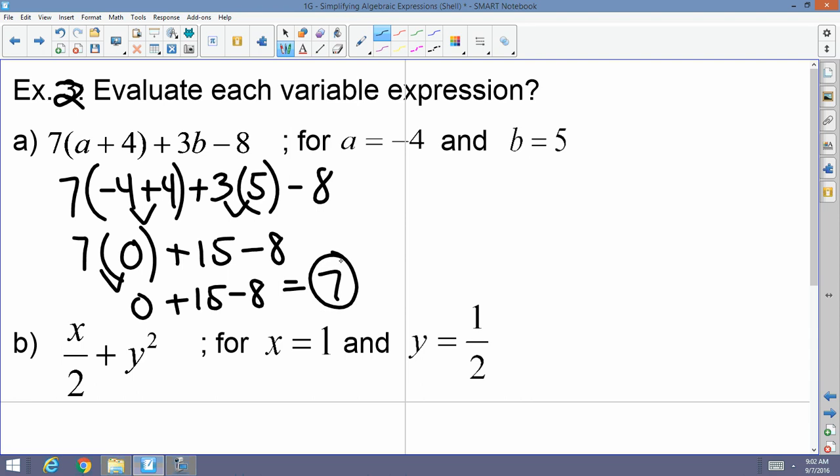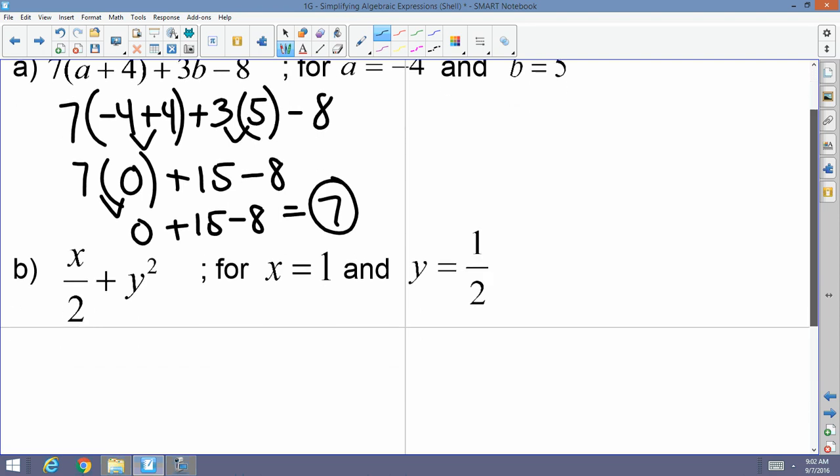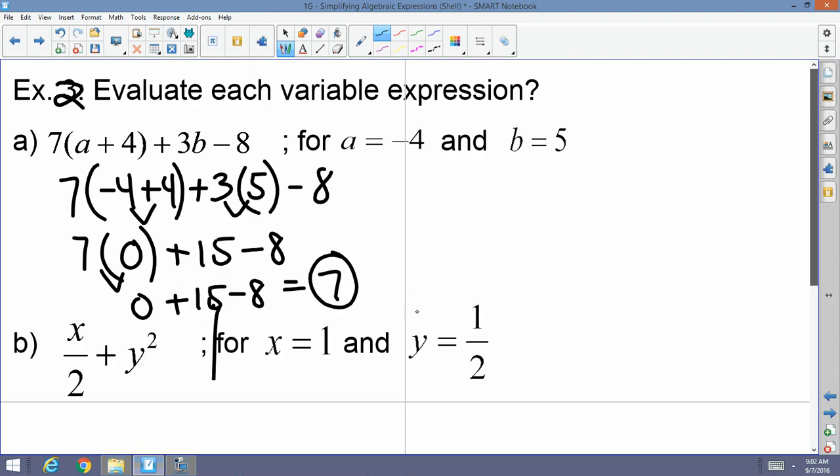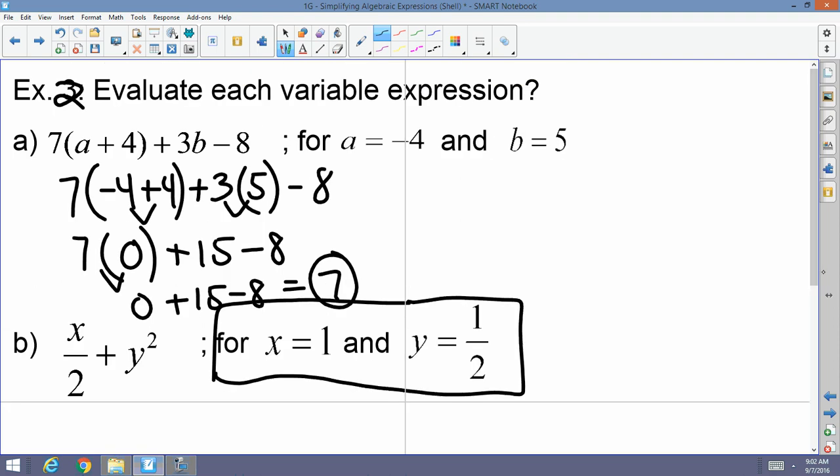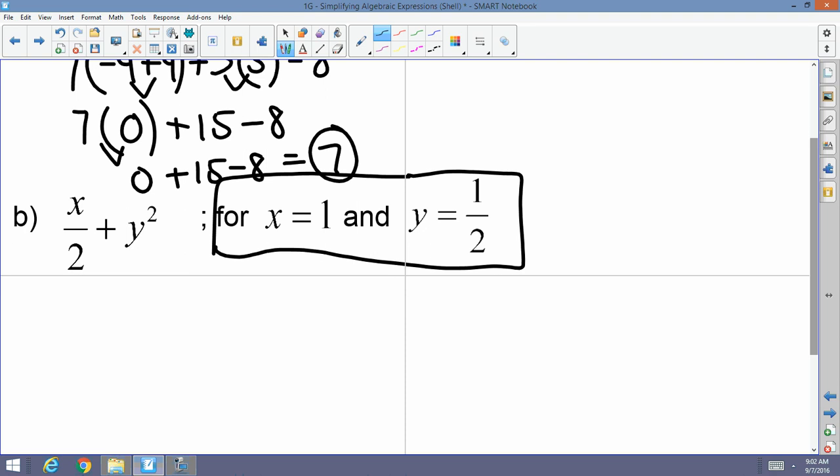For b, I've got x over 2 plus y squared. Well, I'm going to go ahead and look at what they've given me here as far as my variable values for this particular expression so I can evaluate. So I've got x over 2, but x equals 1. So I've got 1 over 2, 1/2 plus y, which is 1/2 squared.